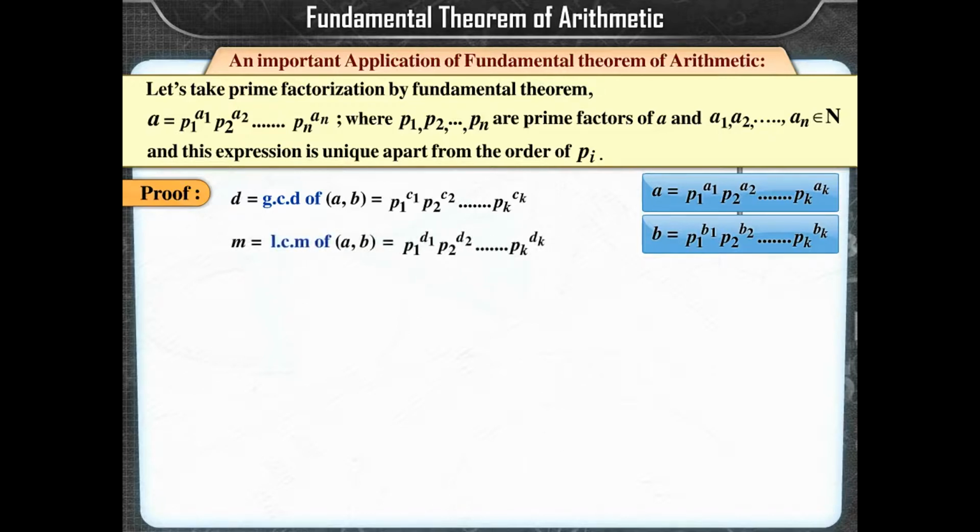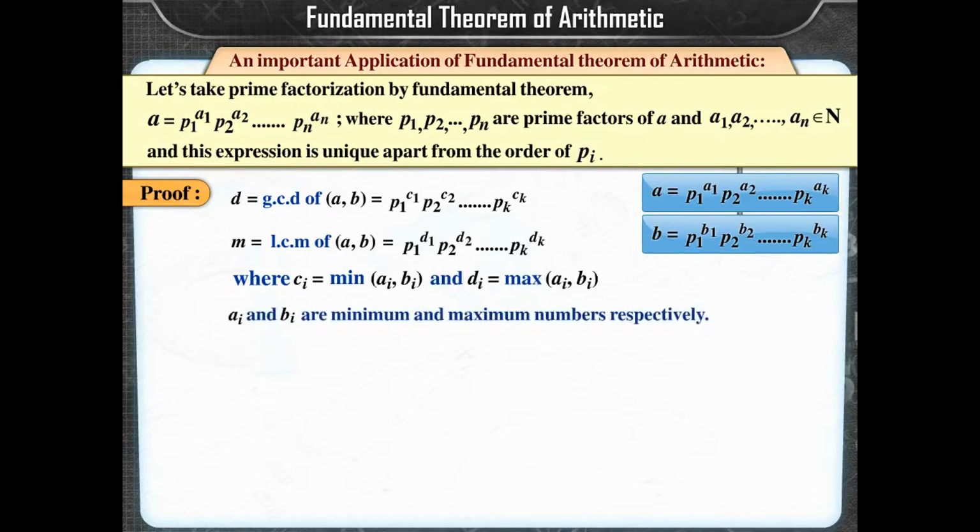M, the LCM of A and B, is equal to p1^d1 × p2^d2 up to pk^dk, where ci is equal to the minimum of ai and bi, and di is equal to the maximum of ai and bi. That is, ci and di are the minimum and maximum of ai and bi respectively, for i equal to 1, 2, up to k.